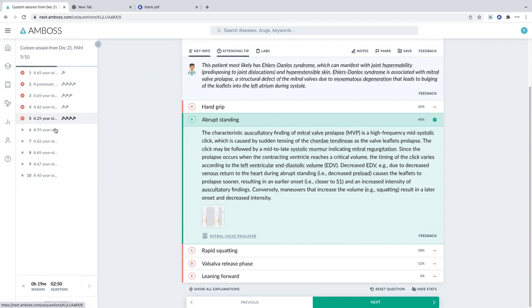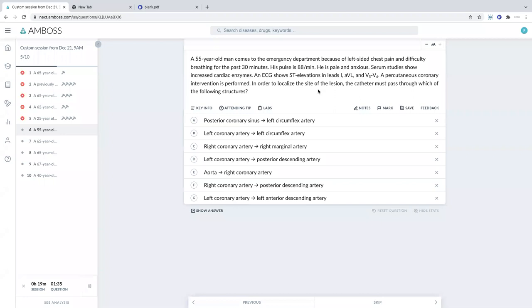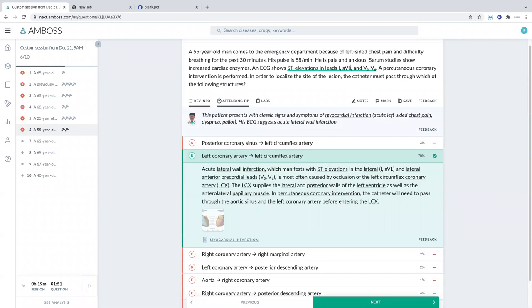Which one did you guys choose over here? A 55-year-old man comes to the ER because of left-sided chest pain and difficulty breathing. Which one did you guys choose? Okay, very good. So there's an ST elevation in I, aVL and V5 to V6. What does this mean? I, aVL, V5 to V6. This patient has a lateral MI, yes or no?